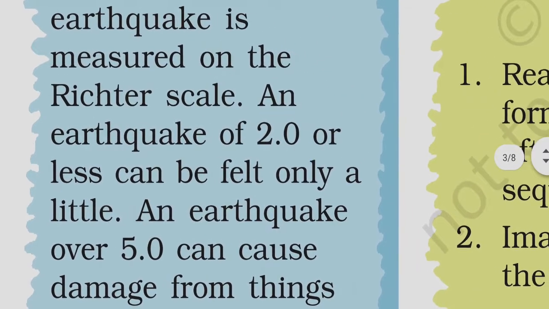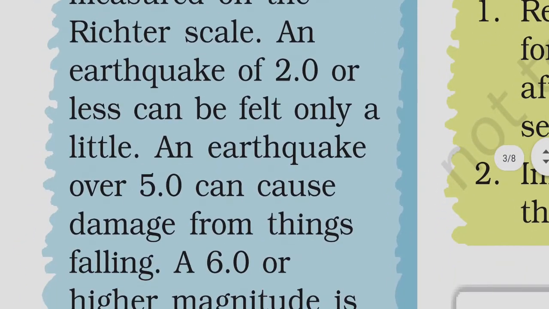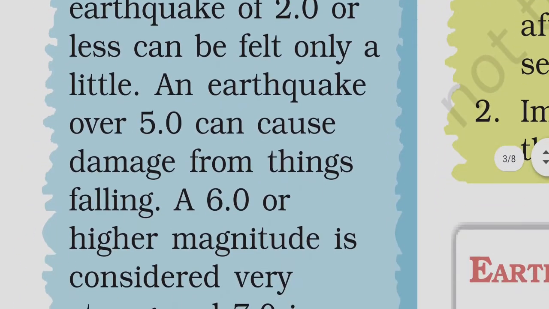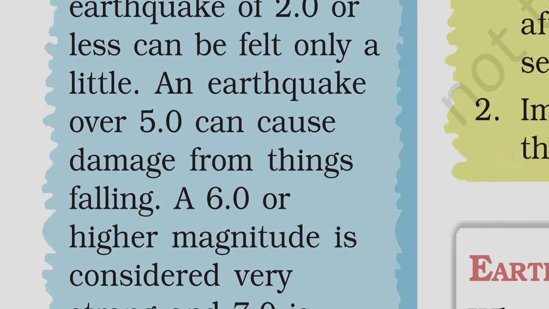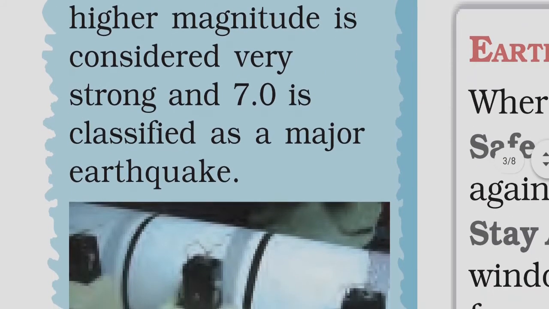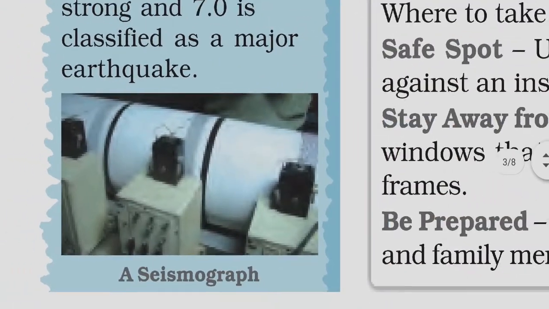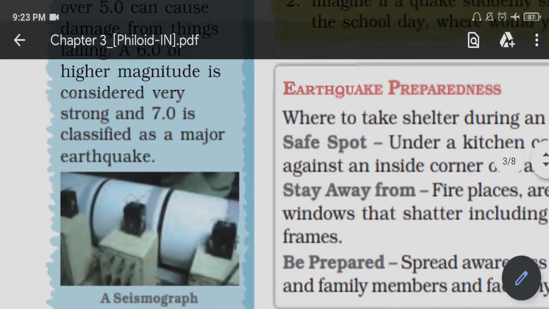That means the intensity of 2.0 is very small, and 5.0 can cause damage, such as small things falling. If it goes to 6, the magnitude is considered very strong. If it is 7, it causes a major earthquake. So this is the instrument known as a seismograph. We can find the picture clearly in the textbook itself.